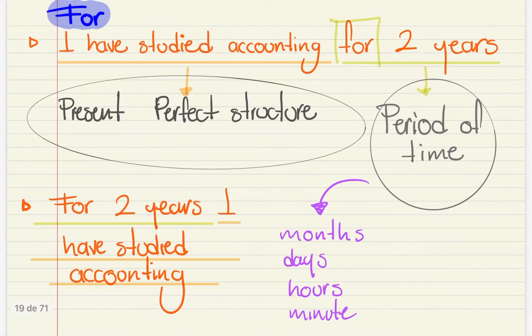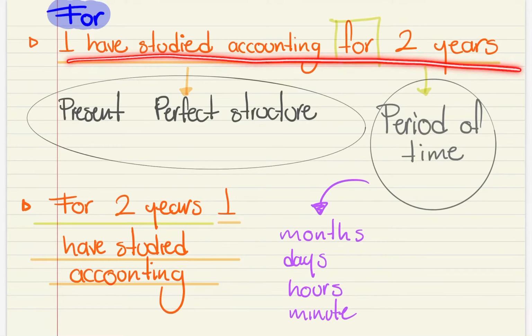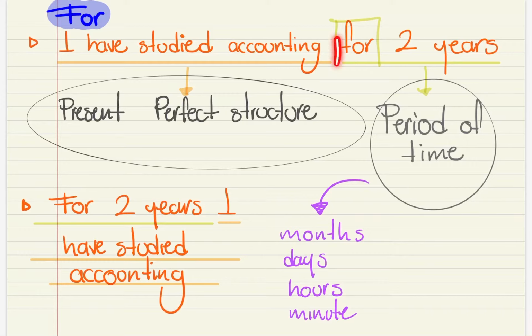Okay. So we have here an example. Como pueden ver, tenemos aquí un ejemplo. I have studied accounting for 2 years. Yo he estudiado contabilidad por 2 años. As you can see, for introduces the period of time and then we write the period of time. Si se fijan aquí, la palabra for nos introduce a que vamos a mencionar un periodo de tiempo y ya los 2 años son el periodo de tiempo, ¿ya? As you can see, we have here the present perfect structure. Y como pueden ver aquí tenemos la estructura del presente perfecto. Subject, auxiliary verb have, the main verb in its past participle form, the complement, then we use for, a period of time, and then the period of time. Y luego ya el periodo de tiempo, ¿ya?